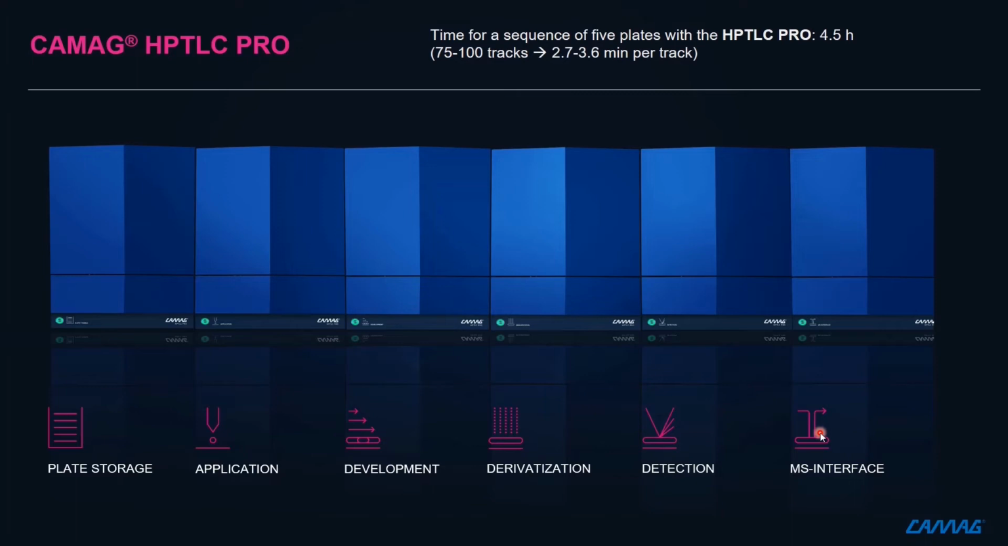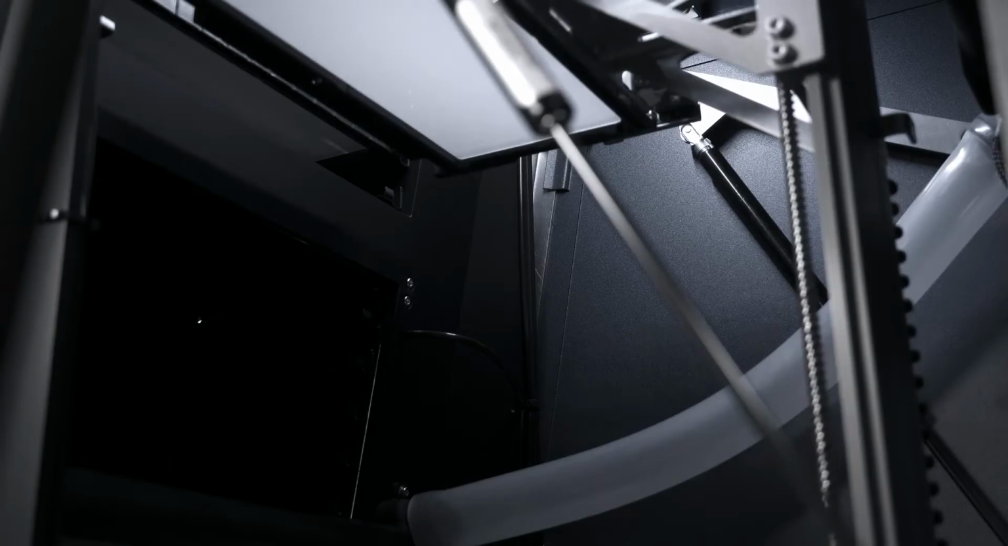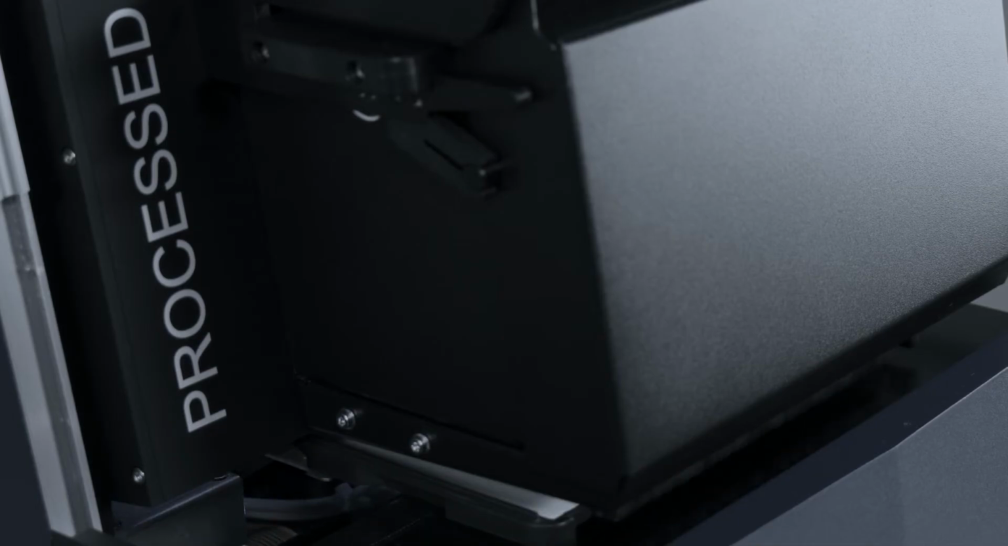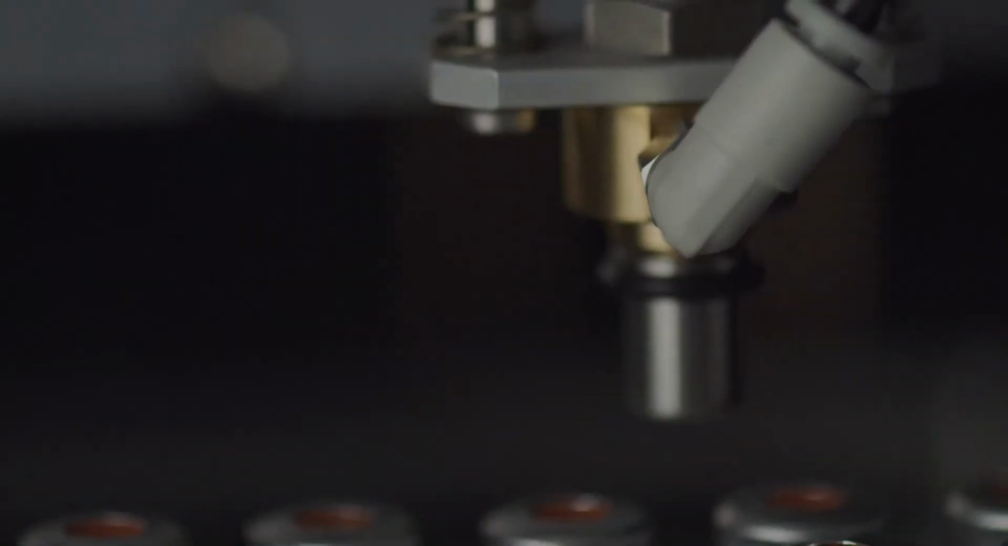For the analysis of lipids, the total time required for 5 plates with the steps from application to detection is about 4.5 hours. If 20 tracks are applied on each plate, a runtime per sample of less than 3 minutes is achieved. In this short video, the entire process is shown, including the MS interface.